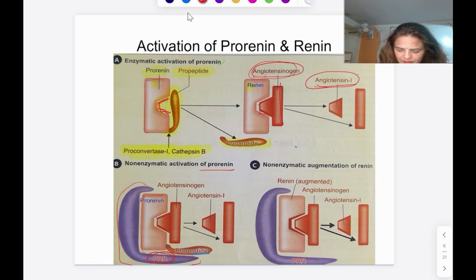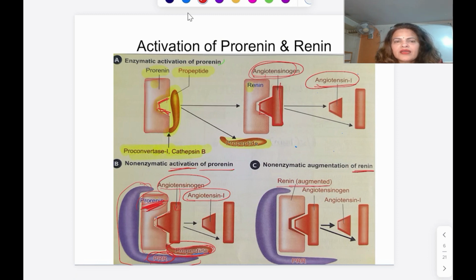Once it binds with the receptor, then what will happen? The conformational change on this prorenin happens. With the conformational change, you can see this inactive propeptide, which was hindering the action, change, and the catalytic site is exposed. Angiotensinogen binds with the catalytic site and gets converted into angiotensin 1. If it is a prorenin, it causes the activation, and if it is a renin, it causes the augmentation of its action.